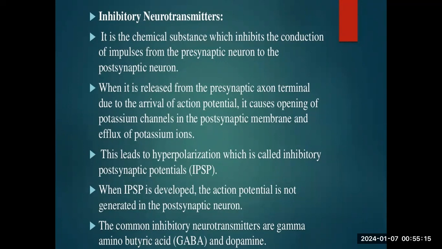This leads to hyperpolarization, which is called inhibitory postsynaptic potential. When inhibitory postsynaptic potential is developed, the action potential is not generated in the postsynaptic neuron. The common inhibitory neurotransmitters are GABA, gamma-aminobutyric acid, and dopamine.